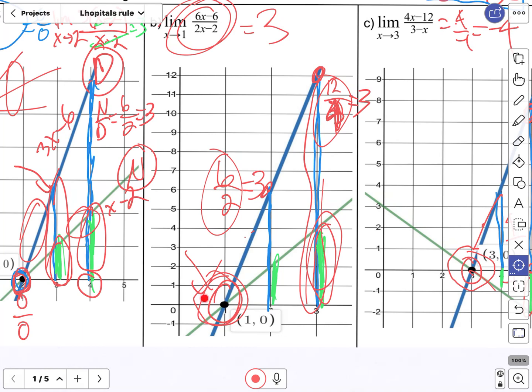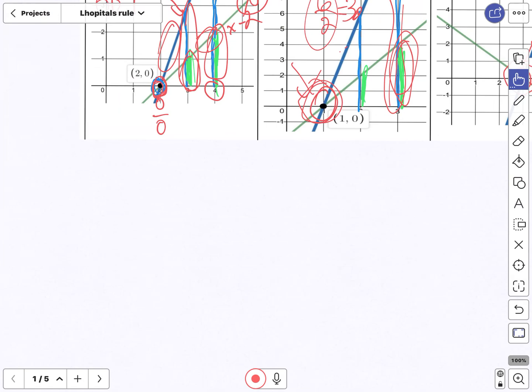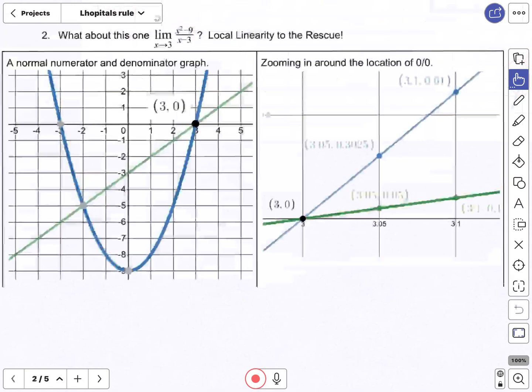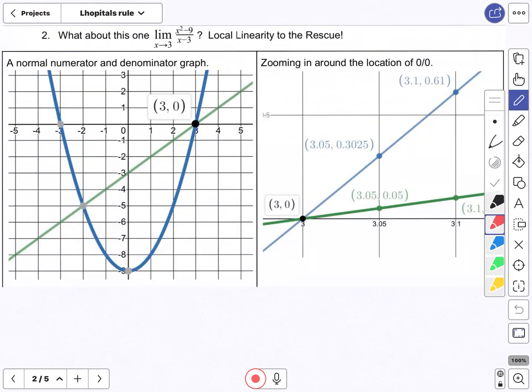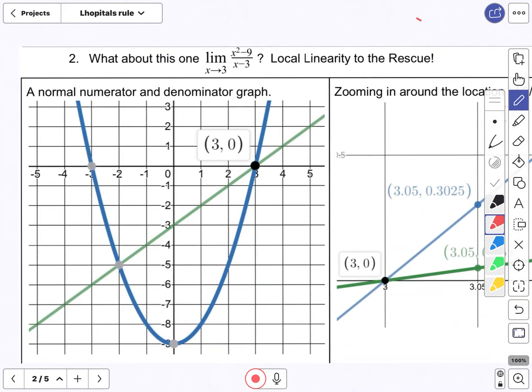Okay, so now let's take a look. What happens if we come up with a scenario where we don't have a linear relationship? Now I don't have a linear relationship anymore. Now what do I do? The equation that I'm working with right now, and I'll zoom in on that a bit, is x squared minus 9 over x minus 3.